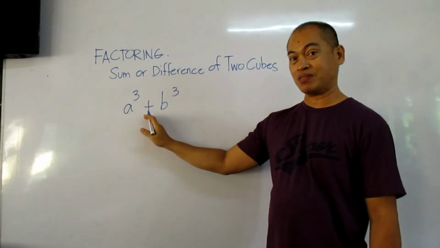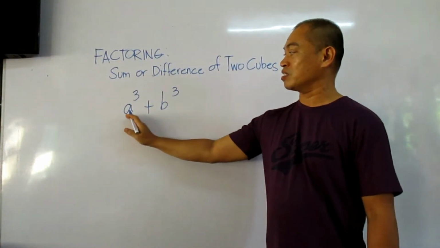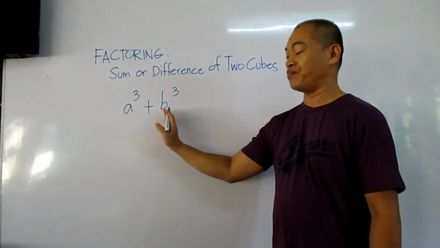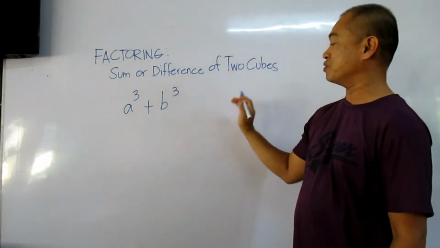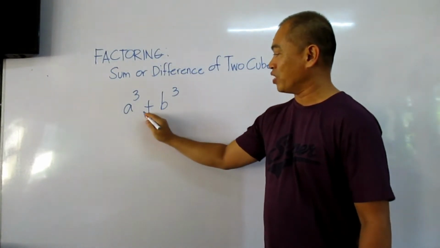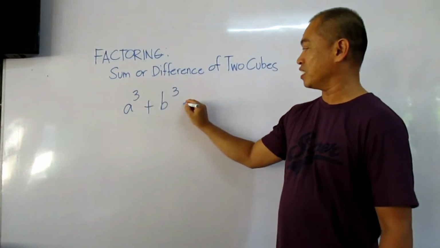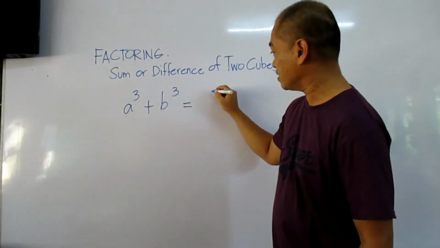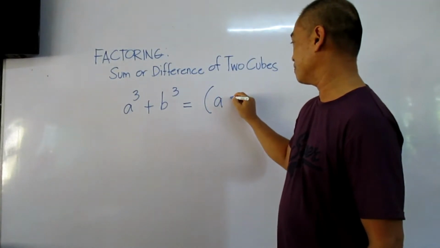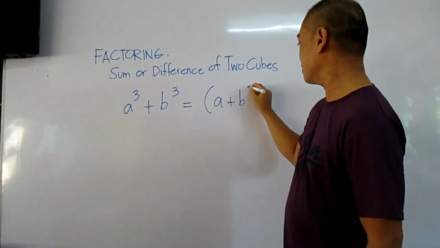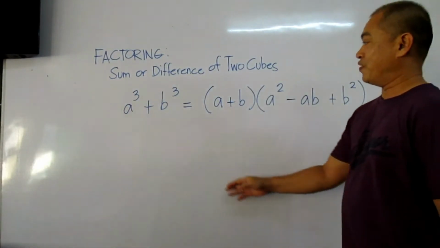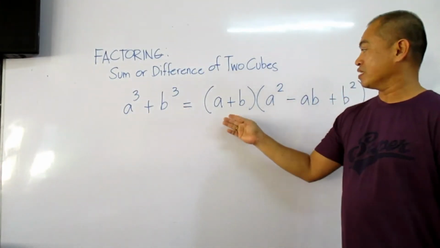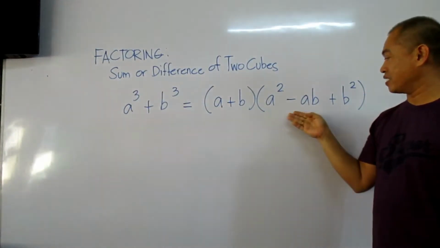So sum because of the positive sign, and then dalawang cubes of the first term and then the second term. So ito binomial, two different terms having two cubes. So if we have here the sum of two cubes, the factor for this polynomial is, so the factored form for this binomial a cubed plus b cubed is, it looks like this one.